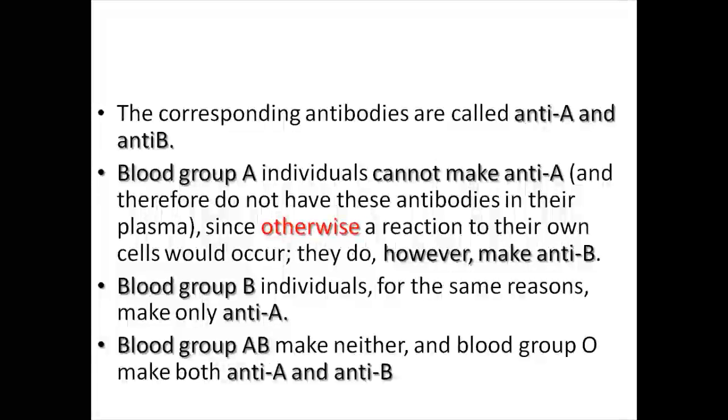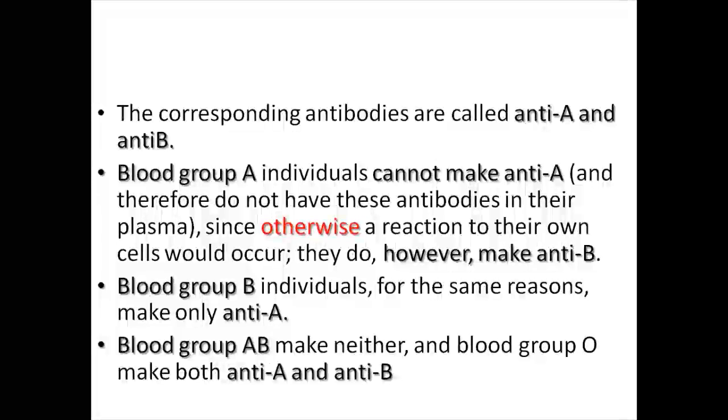So blood group AB individuals are the ones that do not make antibodies. They are antibody free. That's why individuals with blood group AB are considered to be recipients or receivers, because the body cannot make antibodies. Why? Because the surface antigens are both A and B, so they cannot make anything that will destroy them.